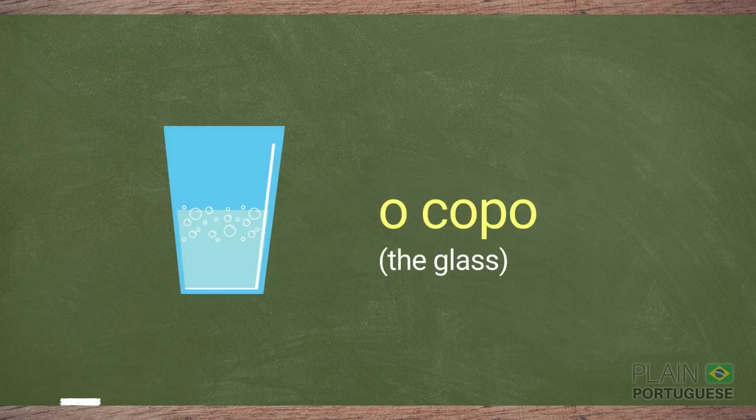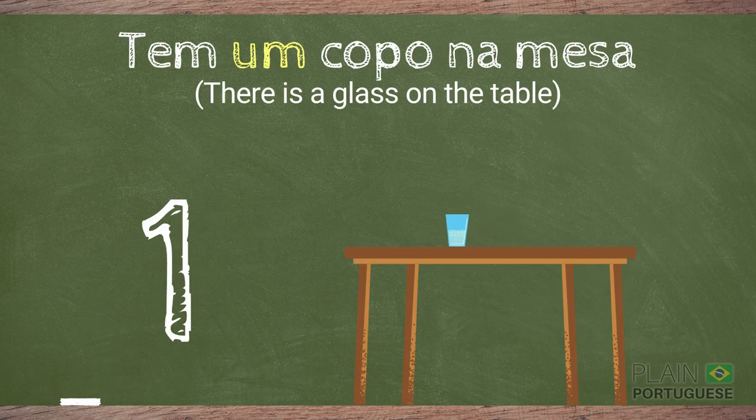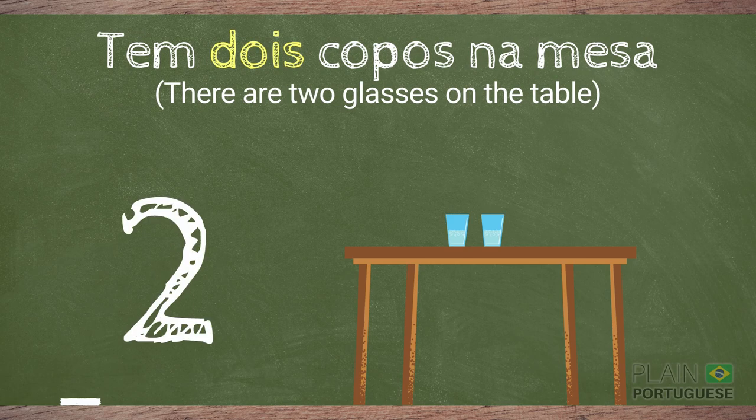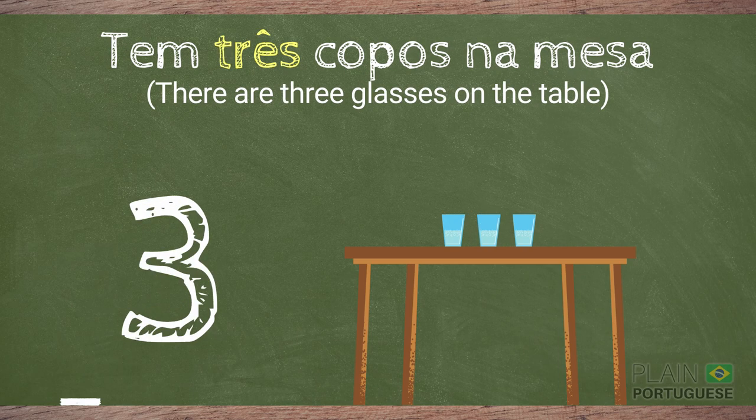Repeat. O copo. There is a glass on the table. Tem copo na mesa. Repita. Tem copo na mesa. Tem dois copos na mesa. Tem três copos na mesa.